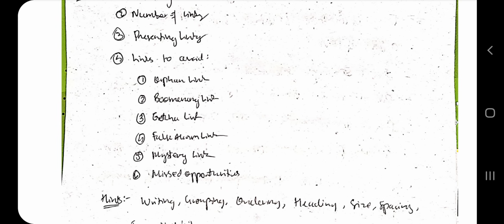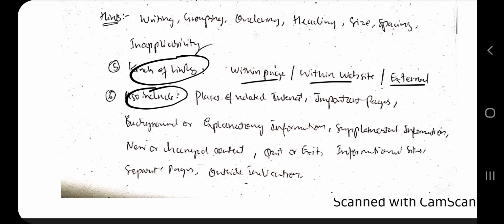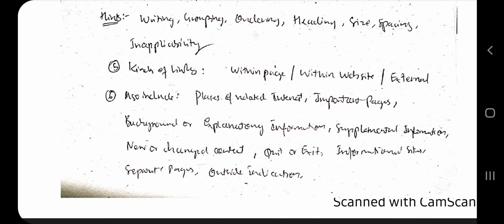Also we need to maintain links, and there are different kinds of links available: within the page, within the website, or external. And also include the places of related intent, important pages, background, explanatory information, supplementary information, new or changed content, quit or exit, informational status, separate page, outside indication. Use these keywords to fill the content in the answer script.